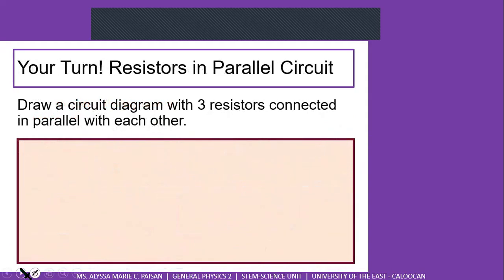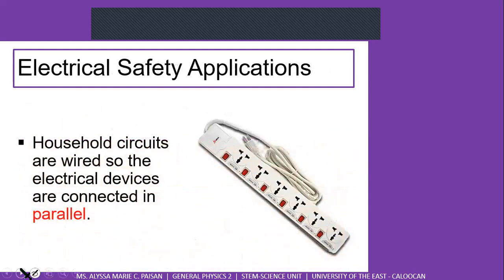And again, in our class, I'm going to encourage you to draw your own circuit diagram with 3 resistors connected in parallel with each other. So before I end this part 1, let me just remind you of the purpose of this lesson. Ohm's law, V is equal to IR, or I is equal to V over R, is applied in electrical safety. Our extensions are actually connected in parallel.